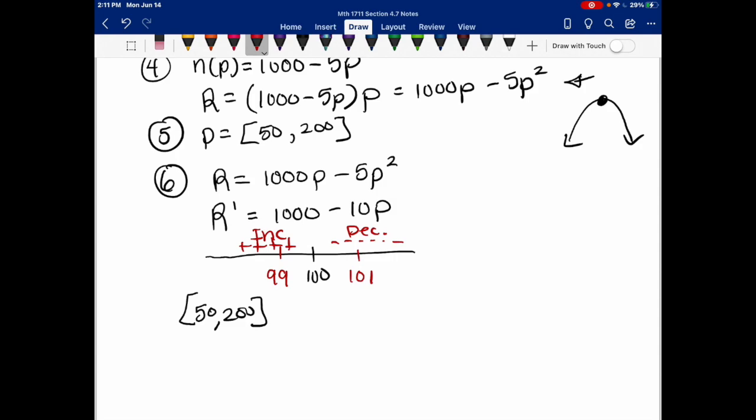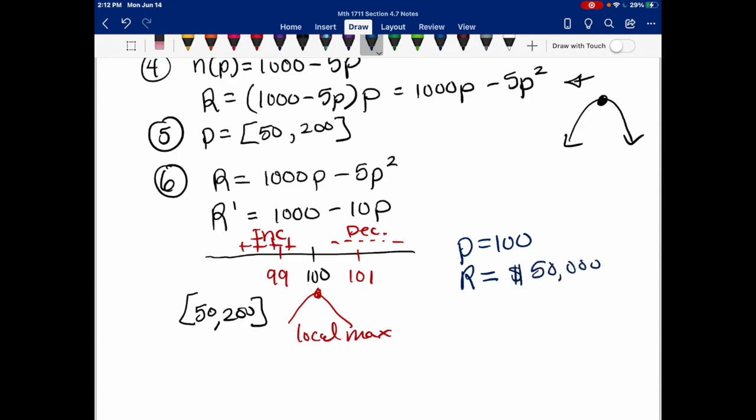So that means if it's increasing and then decreasing at 100, that's a local max, which is what we were looking for because we're trying to maximize the revenue. So we would say that the price is 100 for that local max. And then if we plug 100 into the revenue, we get 50,000, that's a local maximum.